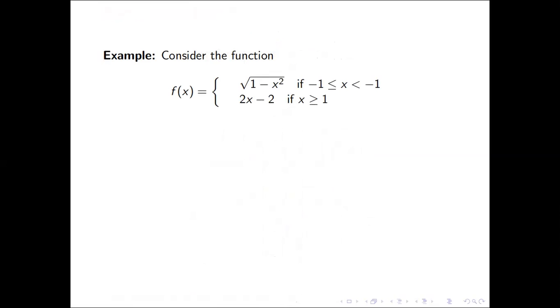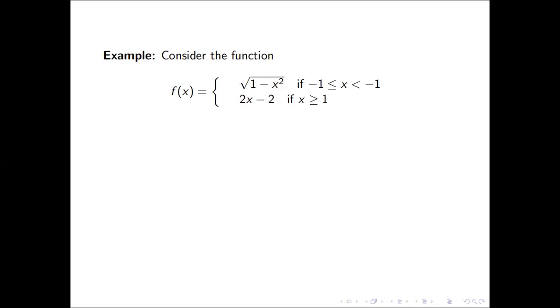Consider that function there, piecewise defined again. It's the square root of 1 minus x squared, for x between -1 and 1, including -1 and excluding 1. And it is equal to 2x minus 2 if x is greater than or equal to 1. So the domain is all real numbers. Let's look at the graph.